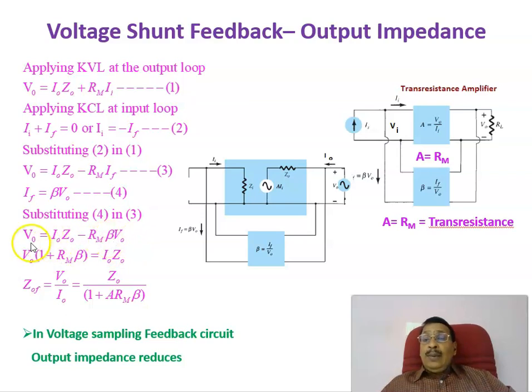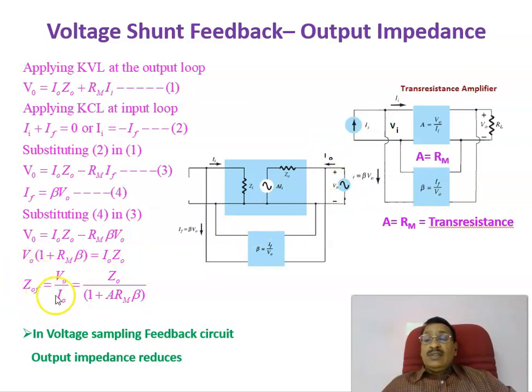Now again grouping the terms of V0, V0 into 1 plus RM into beta, where RM is this trans resistance gain, equal to I0 into Z0. Or this ratio, that is called the output impedance, sorry, not admittance, impedance. Output impedance is given by V0 divided by I0. Therefore, V0 by I0 is equal to Z0F.